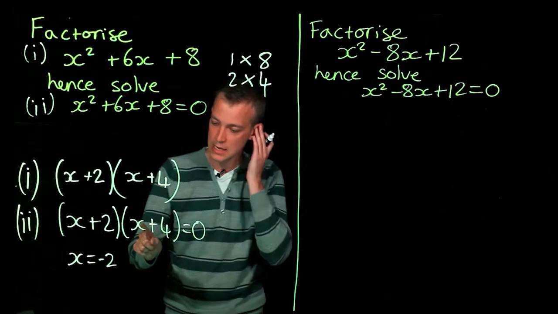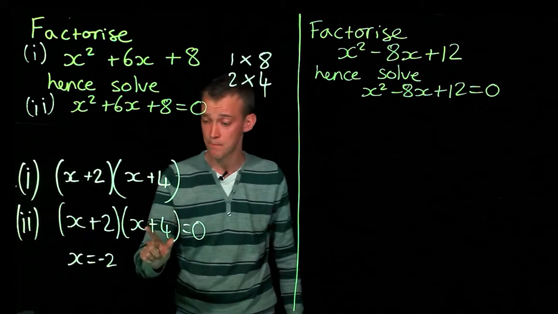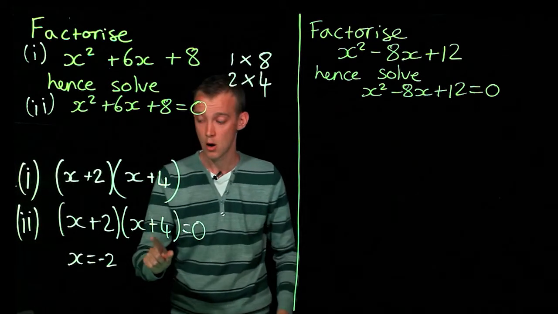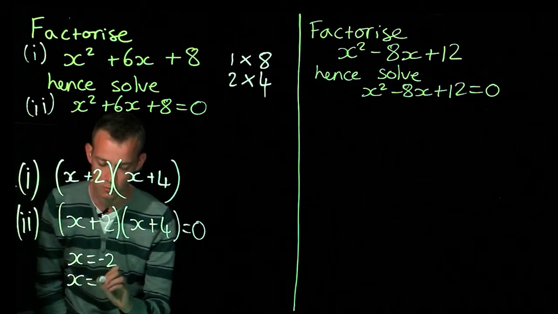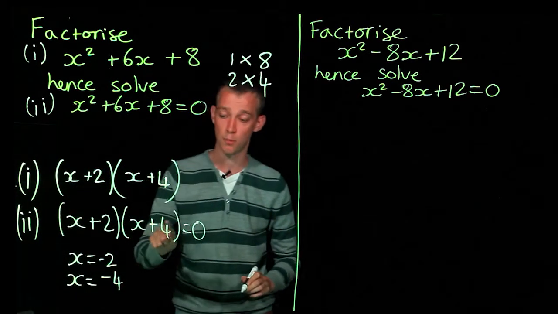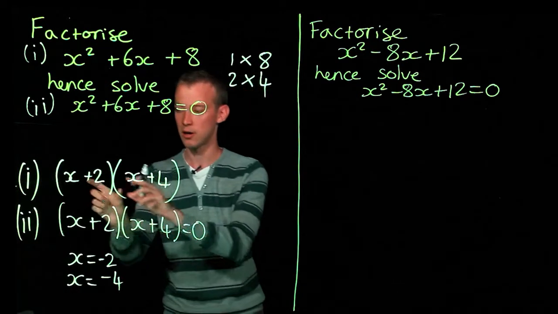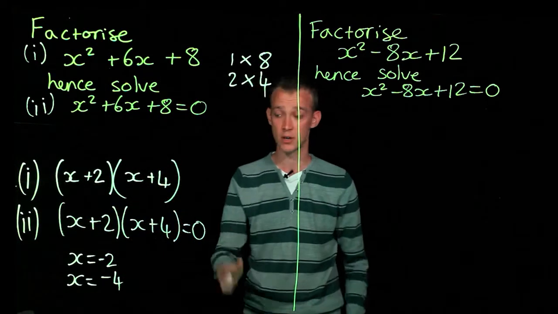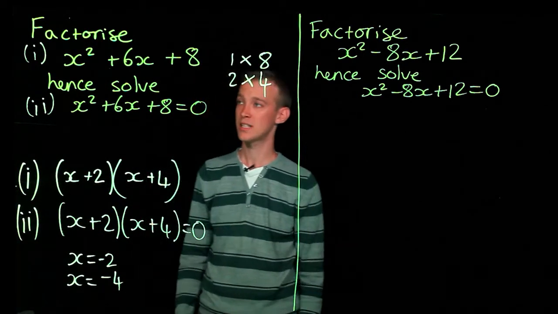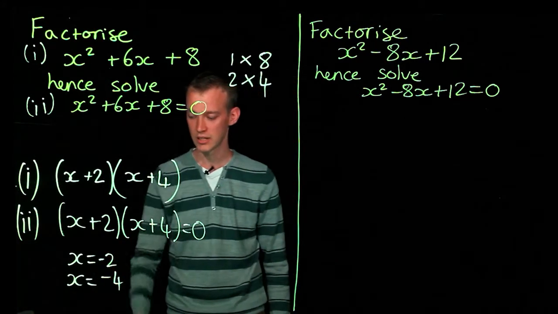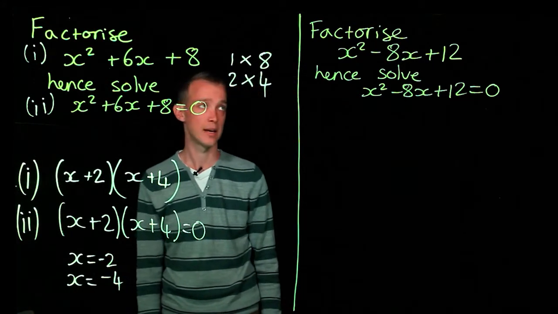And in the same way, if I think about a number which goes in here to make this bracket 0, well I know that if I put in x is equal to minus 4, minus 4 plus 4 makes 0. 0 times x plus 2 makes 0, so therefore that's true. My quadratic equation, you see, has two solutions, and there's my final answer there.